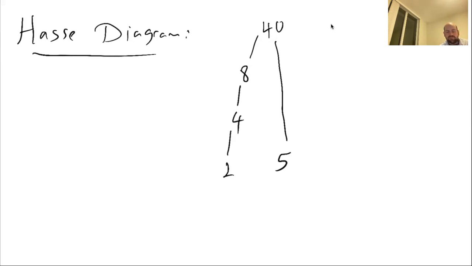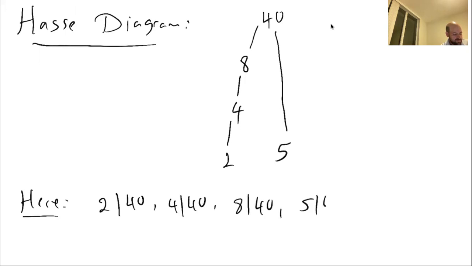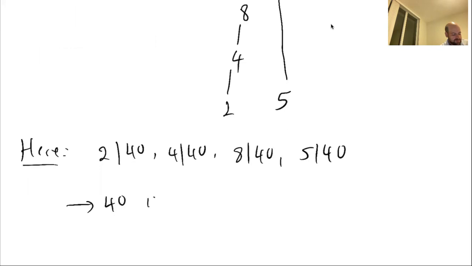So 40 is on top of everything, meaning that it's bigger than or equal to, but by bigger than or equal here, we mean curly bigger than or equal, which is the dividing relation. So I found an element which is on top of all elements of A. So here we have 2 divides 40, 4 divides 40, 8 divides 40, 5 divides 40, and that means 40 is an upper bound for A.